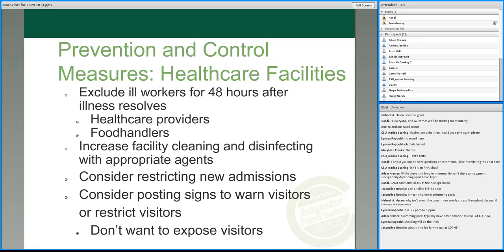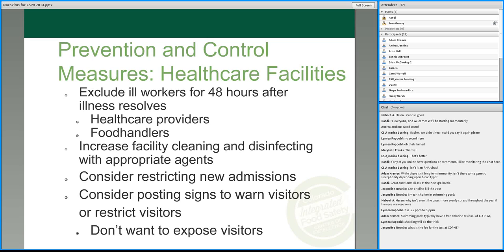Also, increasing facility cleaning and disinfecting with appropriate agents across the board throughout the facility is important. Then facilities should consider a few things, and one of those is restricting new admissions. If I have a facility experiencing a norovirus outbreak and new residents want to come there, we don't want to bring a healthy, susceptible person into the outbreak because there's a decent chance they're going to get sick. We'd rather wait until the outbreak has resolved to admit new residents.